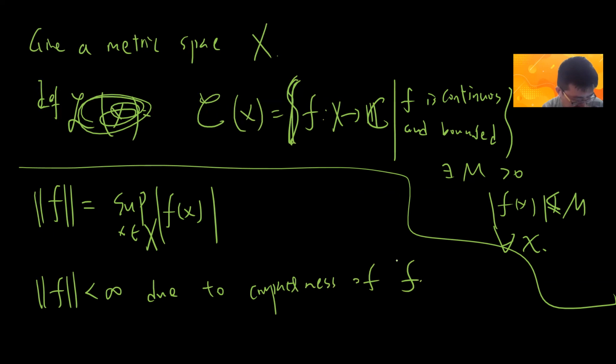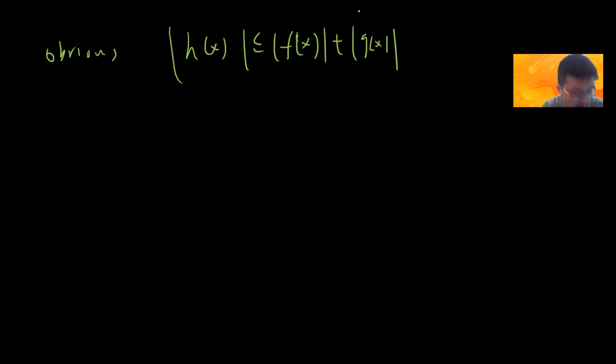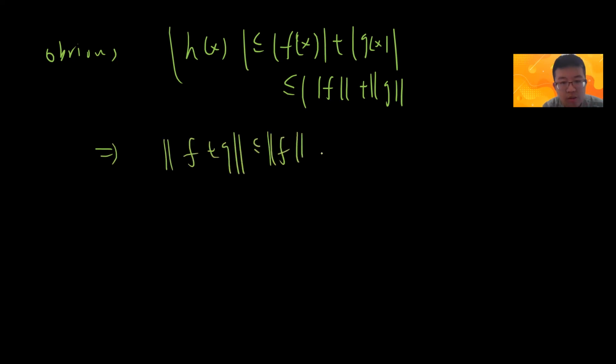Okay, so it's easy to show that when this is 0, that means f is 0 for all points x belonging to X. And obviously h(x) is less or equal to f(x) plus g(x), right? So you can easily get this by just using the triangle inequality and then taking the supremum.